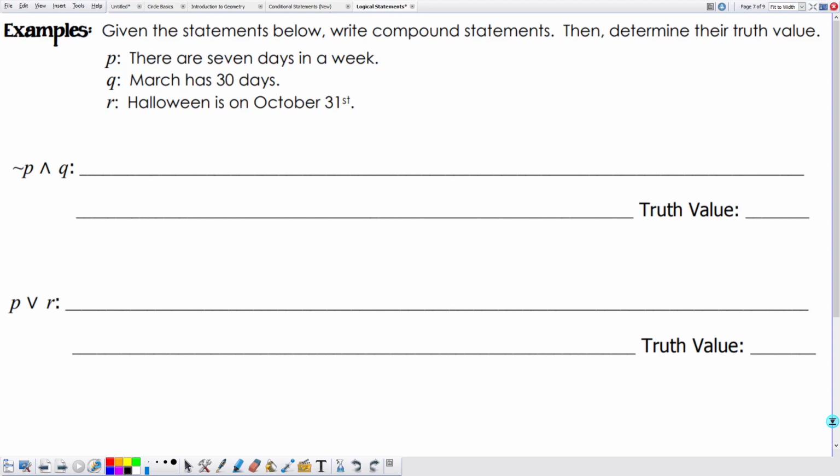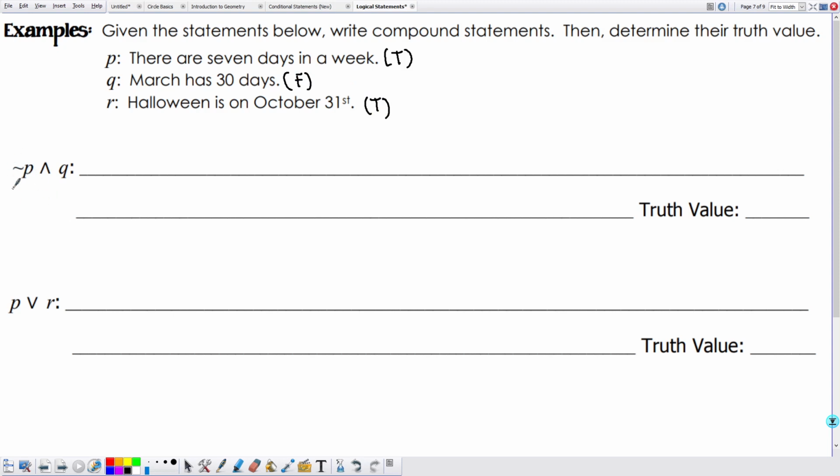Okay, so we've gone over conjunctions. Now let's see what else we're going to work with. Again, 3 statements. We know the truth values. We have true, false, and true. So let's look at our first example.